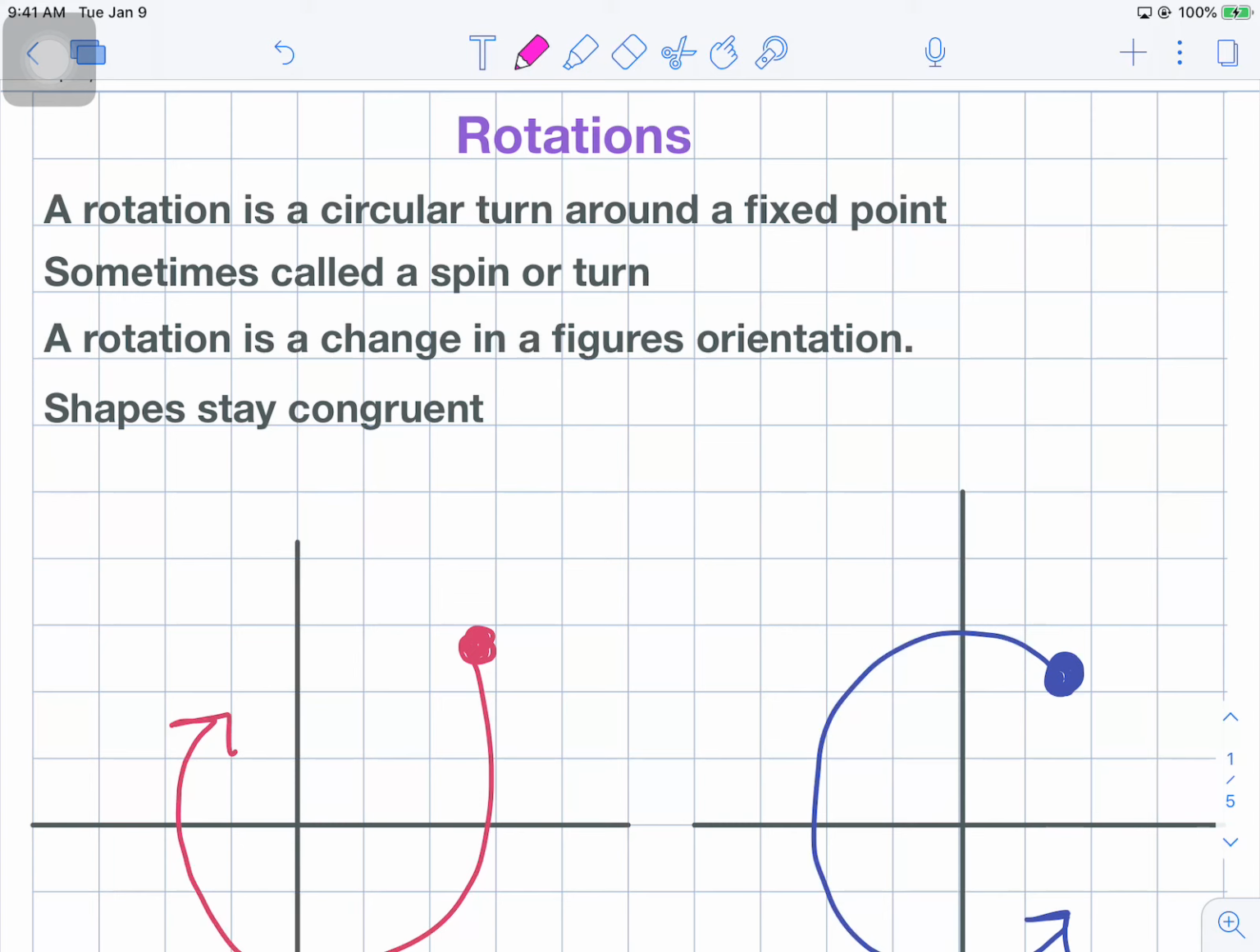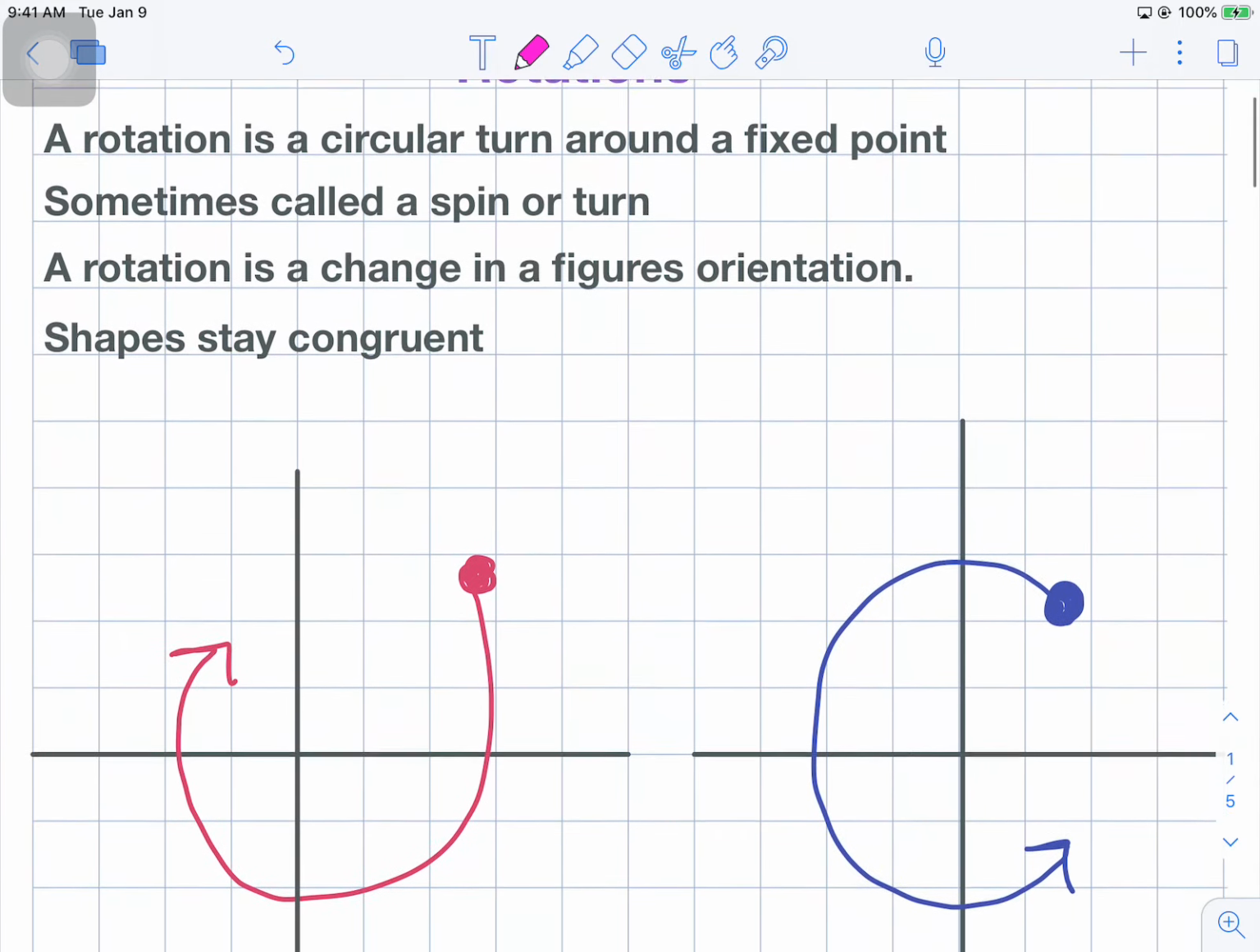Today we're going to talk about rotations. Rotation in geometry is a circular turn around a fixed point. Sometimes we call it a spin or a turn. A rotation is a change in a figure's orientation only. The shape stays the same size and the same shape, and the angles stay the same, which is called congruent.